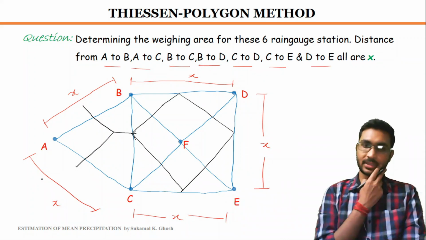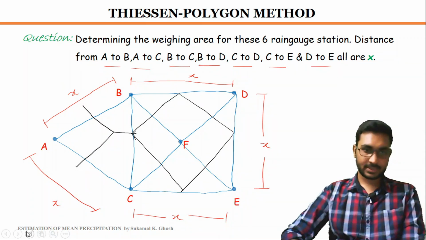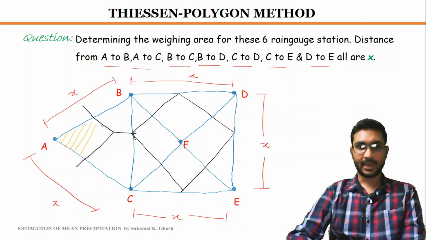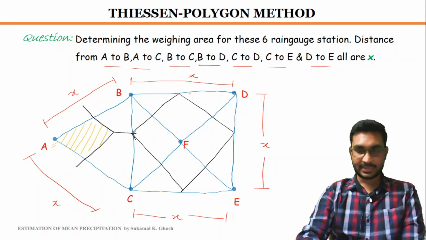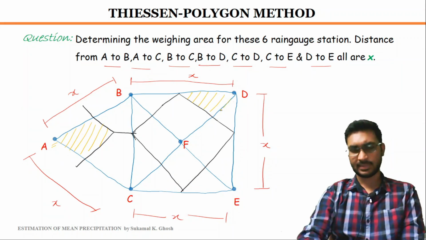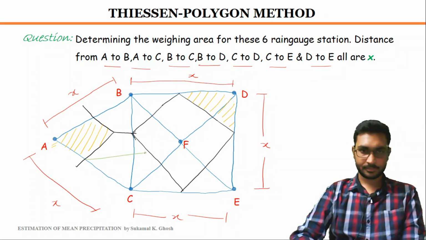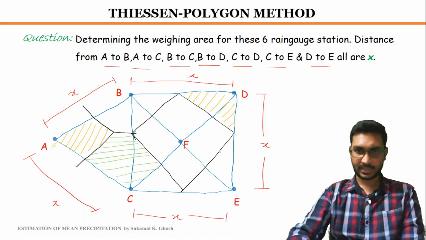Now we need to recognize which areas belong to which station. You can see here this weighted area is the weighted area of rain gauge station A. This area is the Thiessen polygon area of rain gauge station D. Now this total area is the area of rain gauge station C. Now this area is the weighted area of rain gauge station E.